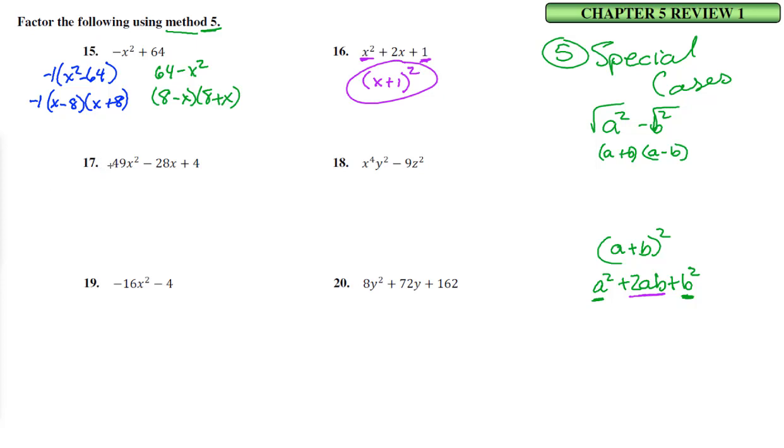Number 17. Here's a perfect square. Here's a perfect square. So we're looking at a 7x and a 2. And let's double check. 7 times negative 2 is negative 14. Doubled is negative 28. We're done.